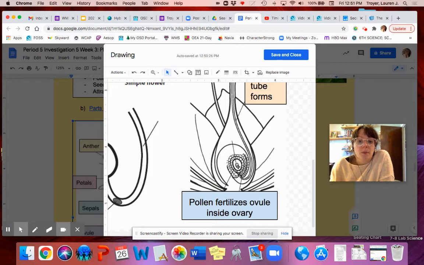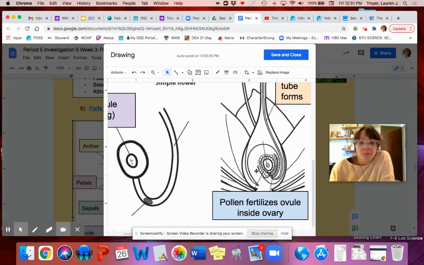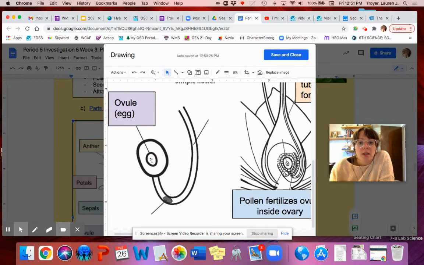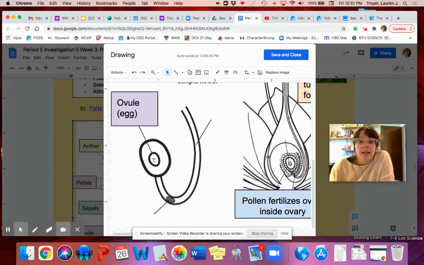This starts to sound like human reproduction because a lot of the words are the same, right? Pollen contains sperm. An ovule is an egg. So pollen is half of the genetic material needed for a new baby. An egg is half of the genetic material needed for a new baby. 1/2 plus 1/2 equals 1 whole. Once that fertilization occurs, it can develop into a seed, inside the fruit of the flower. If this is a pear flower, this ovary would develop into a pear, and the seeds would be inside the pear. Yum, yum.